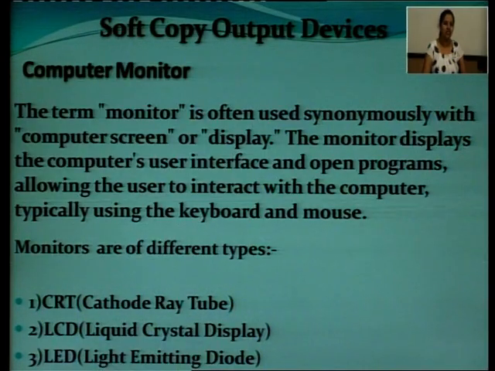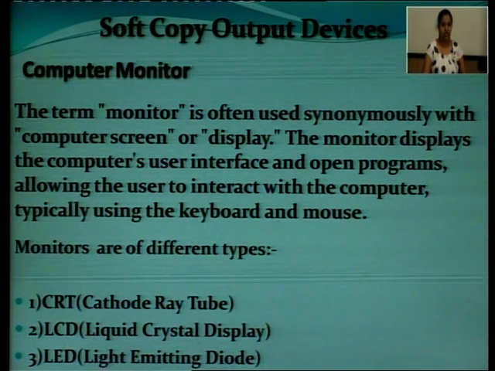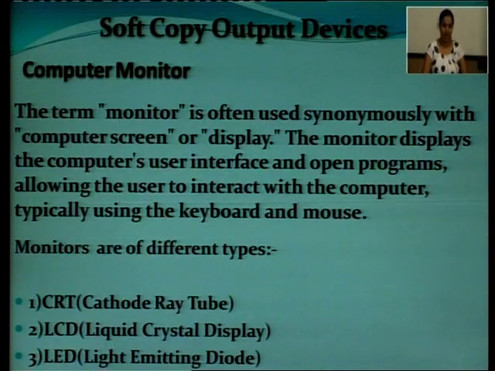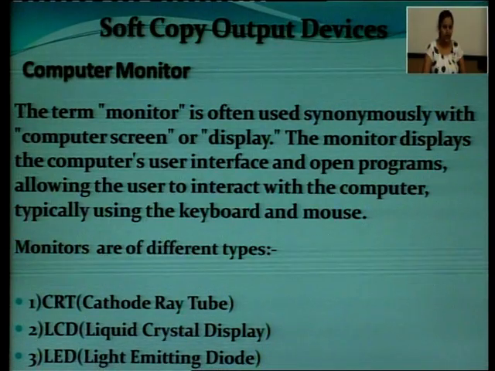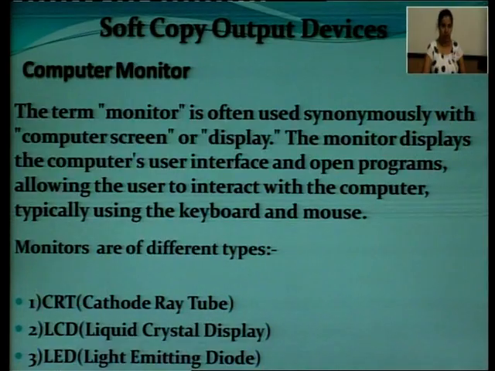The term monitor is often used synonymously with the computer screen or display. The monitor displays the computer user interface and open programs, allowing the user to interact with the computer, typically using the keyboard and mouse. So, monitors are of three different types. The first is CRT, that is cathode ray tube, then LCD, liquid crystal display, then LED, that is light emitting diode.